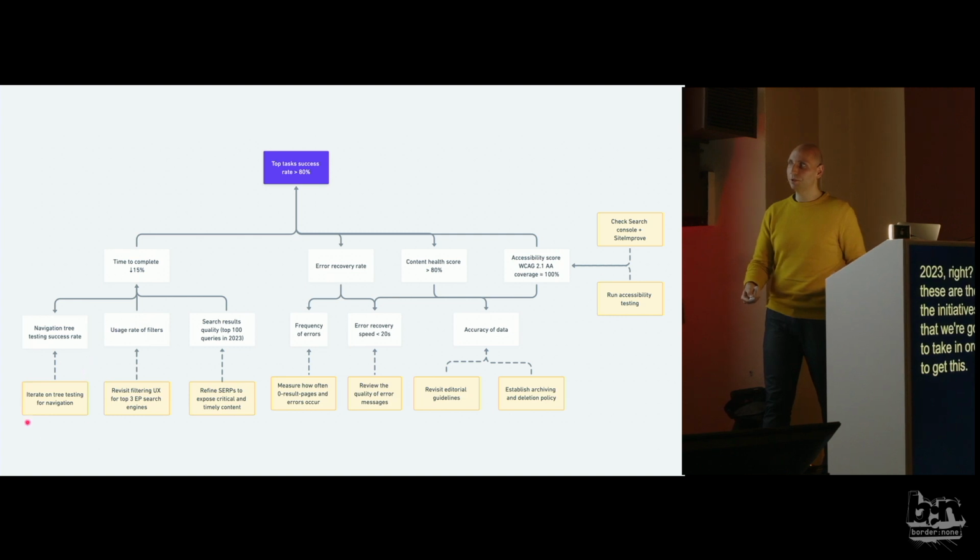For example, we need to iterate on tree testing and then test. We need to revisit filtering UX and then see if it actually improves or not. And then you need to improve refined SERPs, right, to expose critical and timely content right here as well. And the same goes for the other places as well.